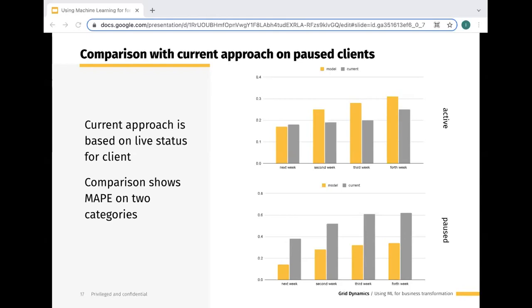But as you can see from this slide, on paused clients we have a much greater result. The comparison metric is MAPE, the mean absolute percentage error. And also you can see that the error increases when the horizon of prediction increases. After that, we can do some additional actions to upgrade this approach. Our model was more related to predicting paused clients, also because client pausing has some actions inside it, and some active clients don't do anything with their subscription until they cancel it.